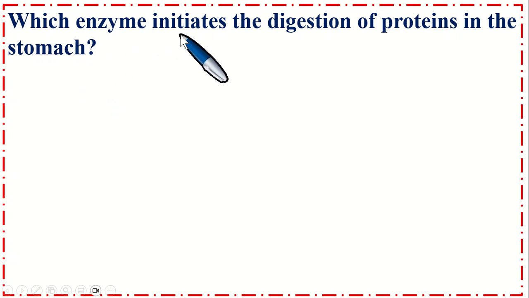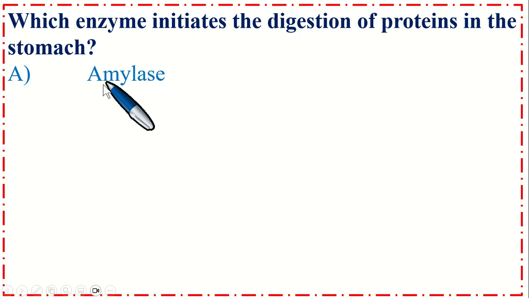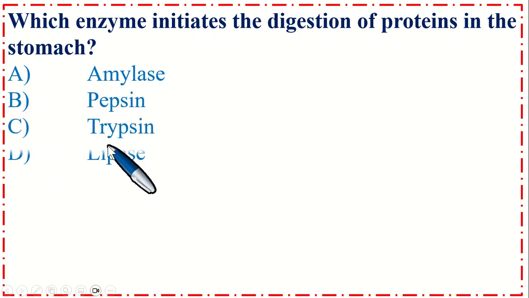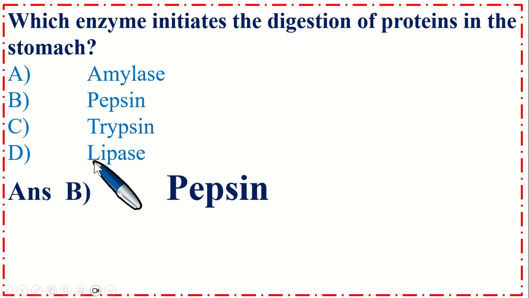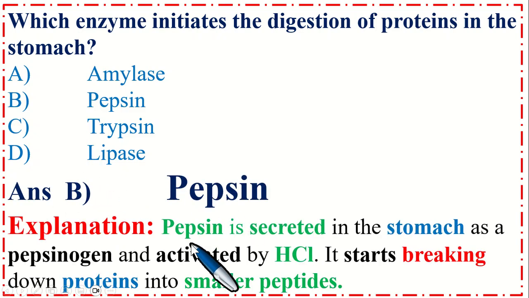Which enzyme initiates the digestion of proteins in the stomach? Option A amylase, B pepsin, C trypsin, and option D lipase. So the correct option is B, pepsin. Pepsin is secreted by the stomach as pepsinogen and activated by acid. It starts breaking down proteins into smaller peptides.